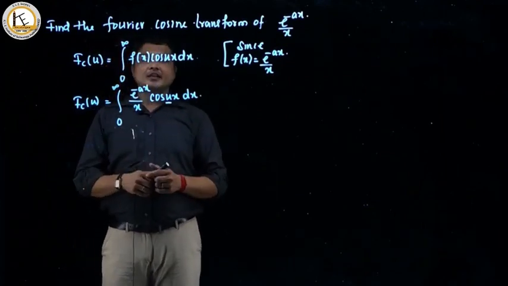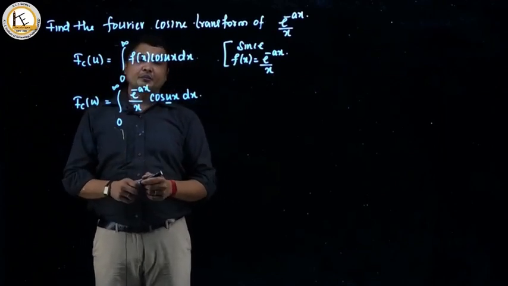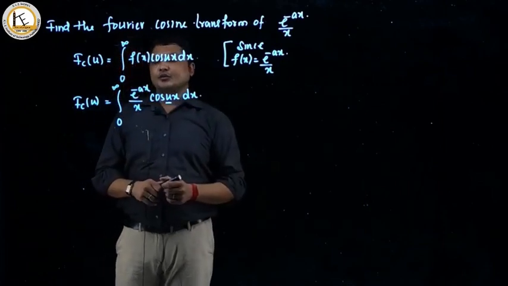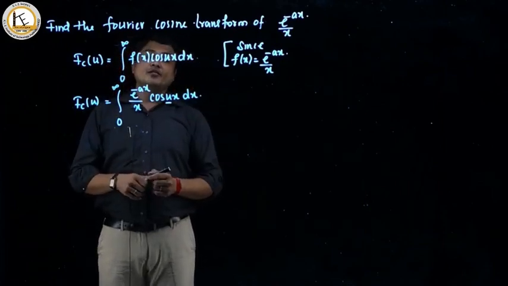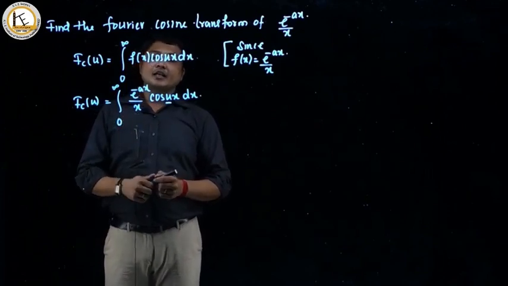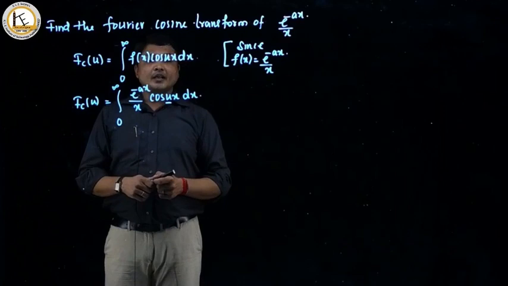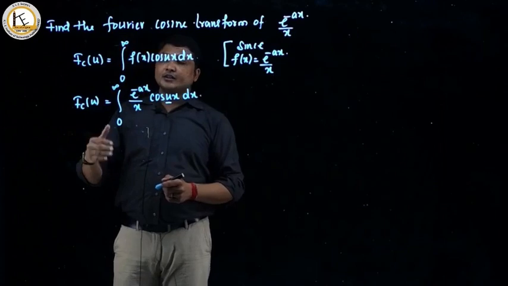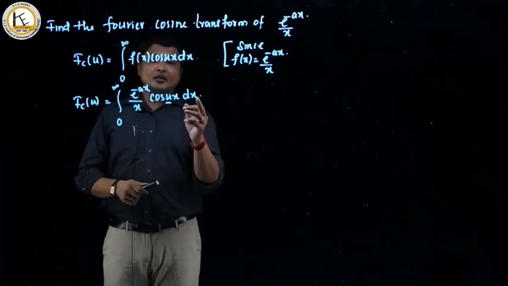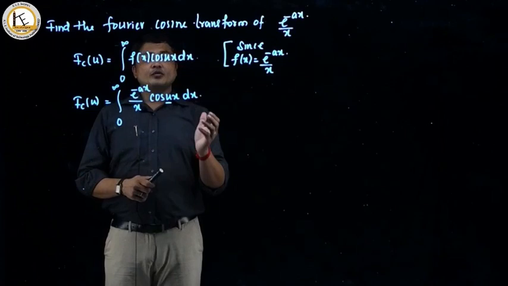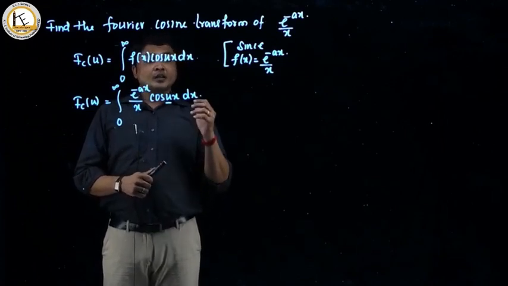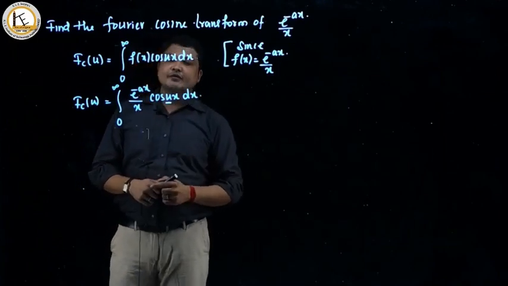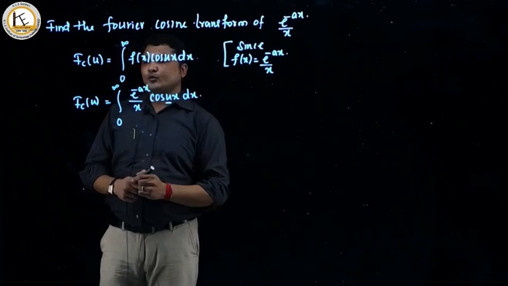But how can we reduce this integral into the standard form? Definitely we make use of the Leibniz rule. What is the Leibniz rule? Leibniz rule is one where we differentiate the function under the integral sign, so that we can reduce the integral into the standard form. But here while differentiating under the integral sign, we cannot differentiate with respect to x, so we need to differentiate with respect to something other than x. Here u is the parameter, so we are going to differentiate under the integral sign with respect to u.